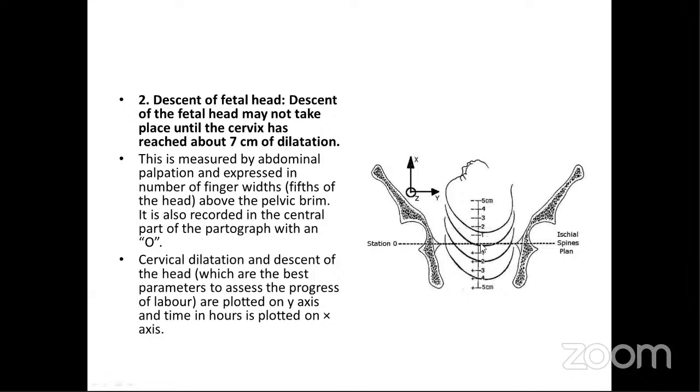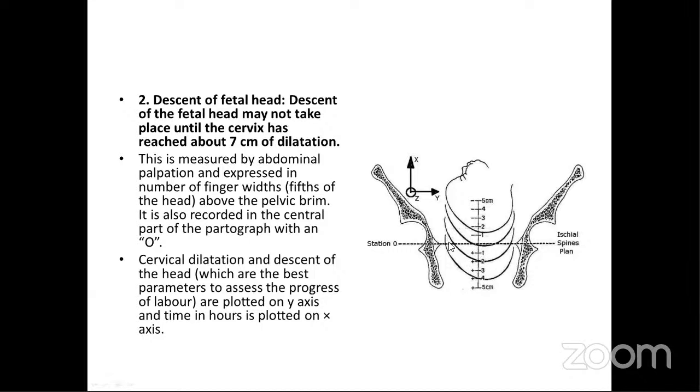So whenever engagement occurs, that means that the biparietal diameter has crossed the pelvic inlet. That means that the fetal head has crossed the pelvic inlet, and the lowermost portion of the fetal head is lying at the level of the ischial spines. The level of the ischial spines is considered as zero station, okay? And a centimeter above that will be -1, -2, -3, -4, and a centimeter below that will be +1, +2, +3, and +4.